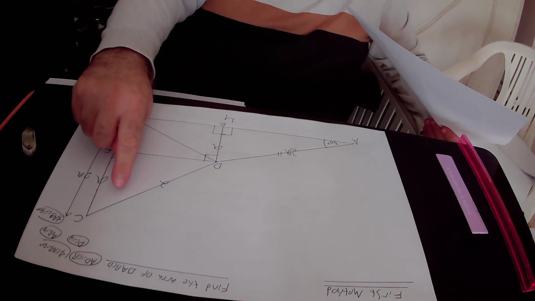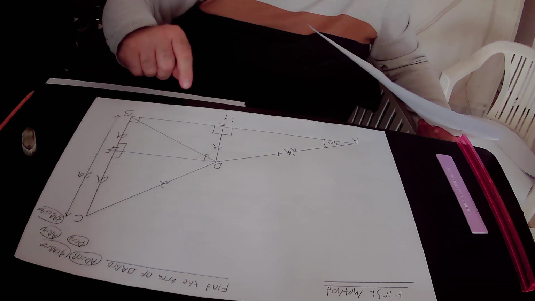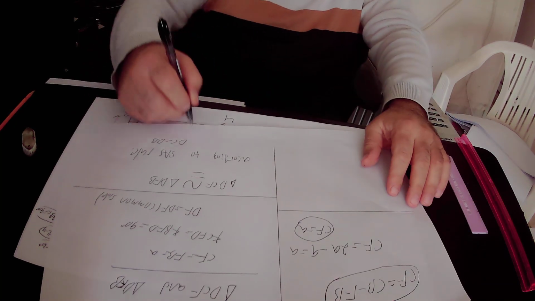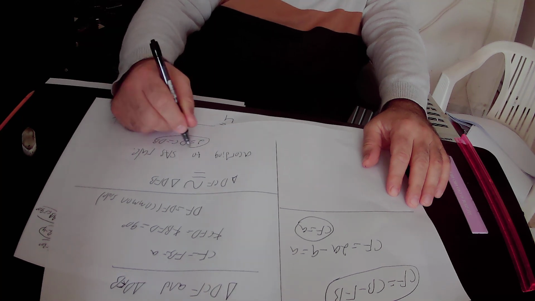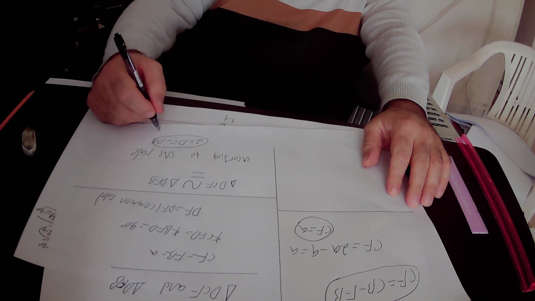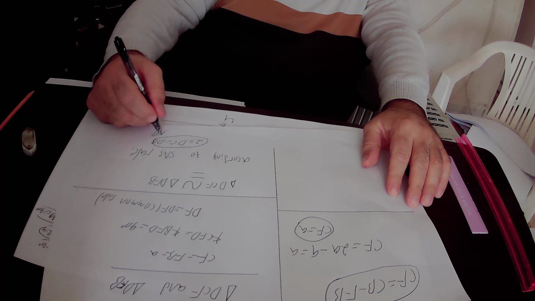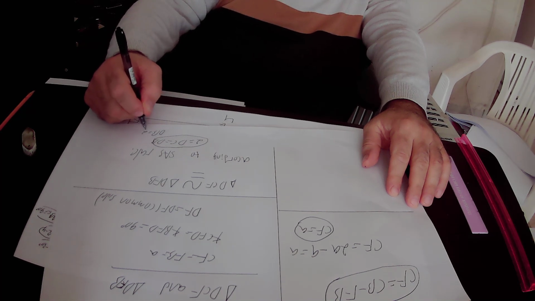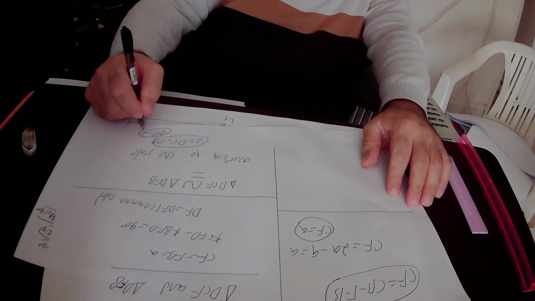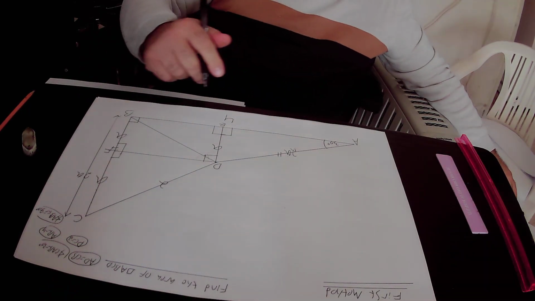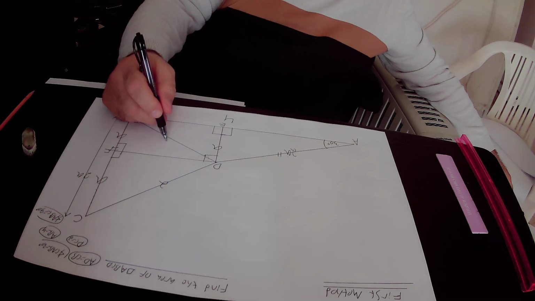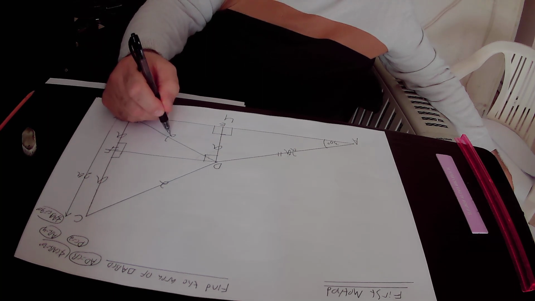But according to what is given in the question, DC equals 2 units. So we can write here that DC equals 2 units, and from this equation we derive that DB also equals 2 units. DB equals 2 units.